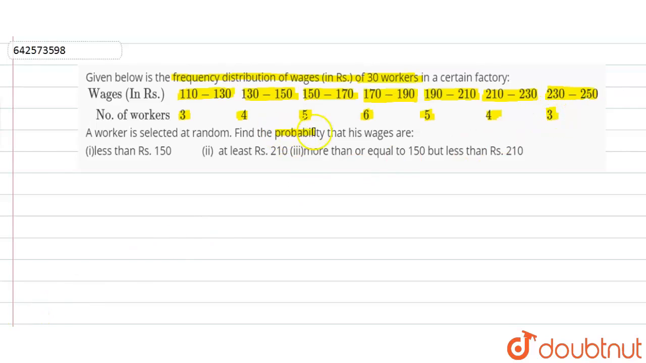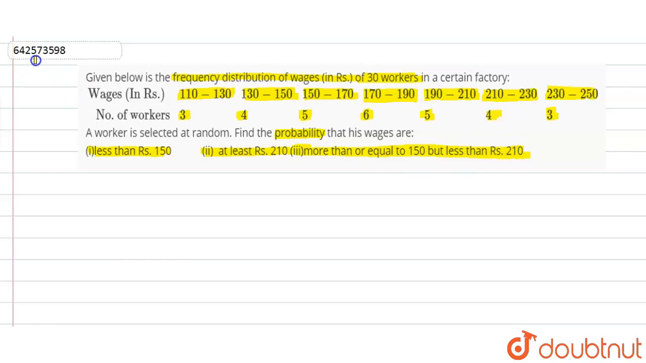We have to find the probability that a worker selected at random has his wage less than 150. The second part is at least 210, and the third is more than or equal to 150 but less than 210.